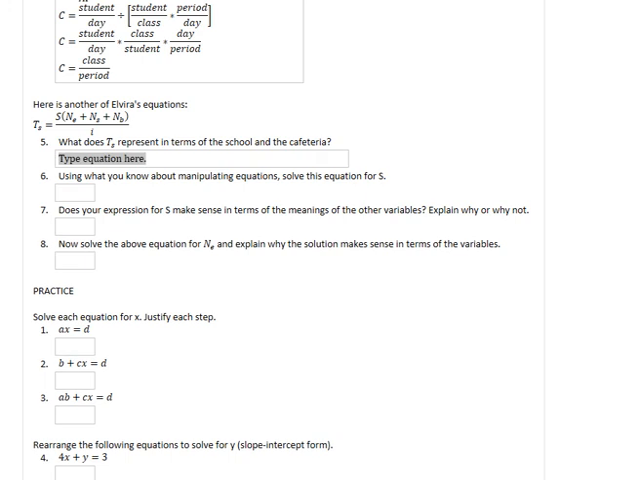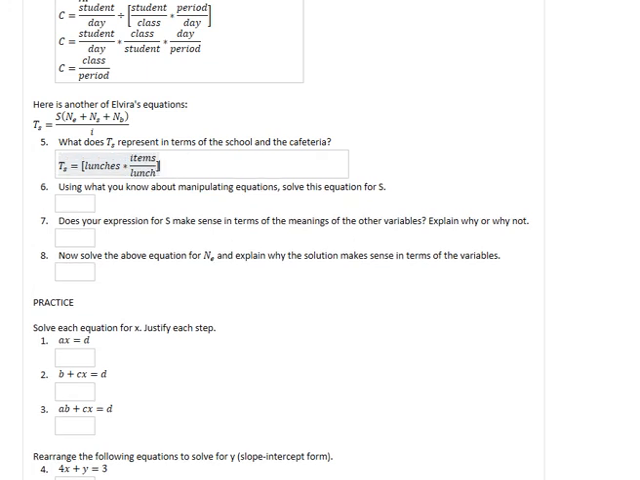Let's break that down then. We end up with T sub S equals, on the top, lunches times items per lunch. This is all on the top. Divided by lowercase I, which is items per minute.